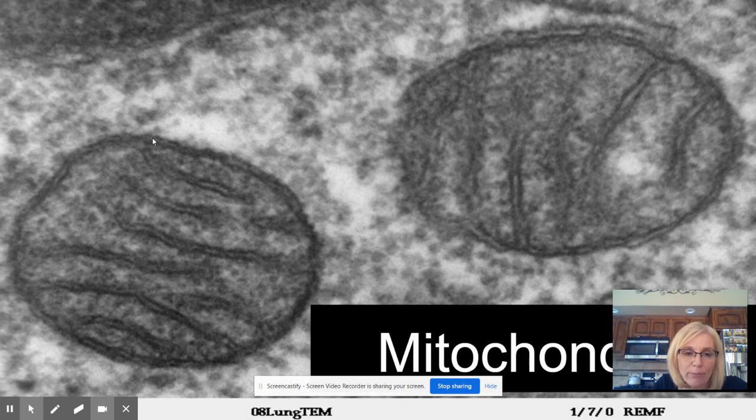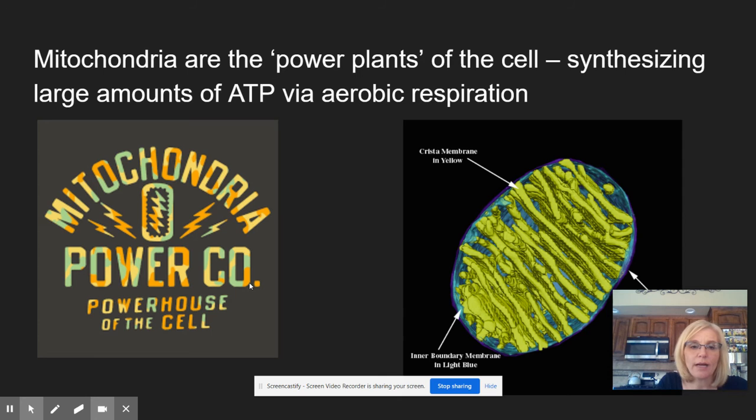So there is a double membrane, and these lines, these are membrane that extend off of the inner membrane and into the matrix of the mitochondria. So you have an outer membrane, an inner membrane, the cristae, and then the matrix. So let's talk about this.